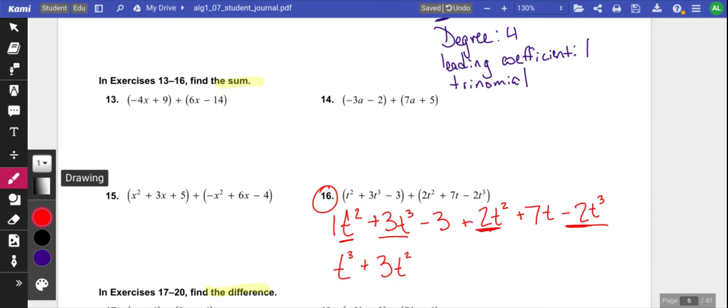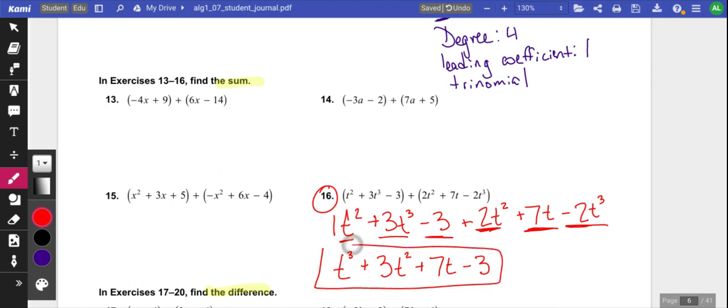Looking over at just my t terms, and I just have the 1, I just have 7t. So that's just going to stay the same. Plus 7t. Right? And then -3, I just have the 1, so -3. And that is your final answer. That's really all there is to it. Okay? It's just combining like terms. Don't make it more difficult than it needs to be.